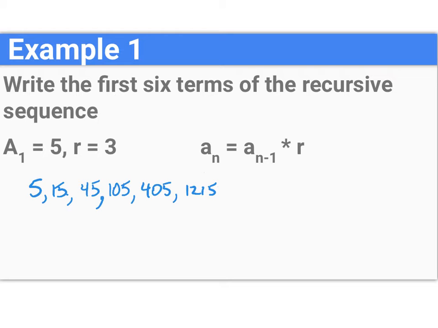So that is our sequence: 1, 2, 3, 4, 5, 6, six numbers. I could have put it into the equation over here, but it really doesn't make a difference. We didn't need it.